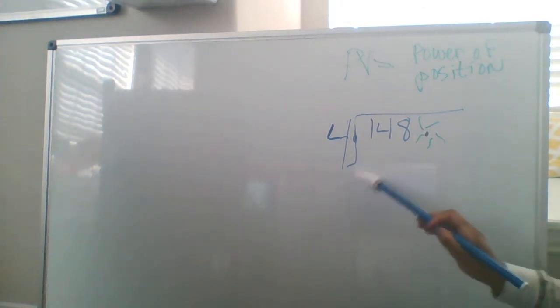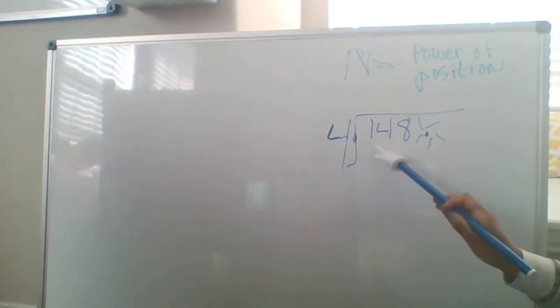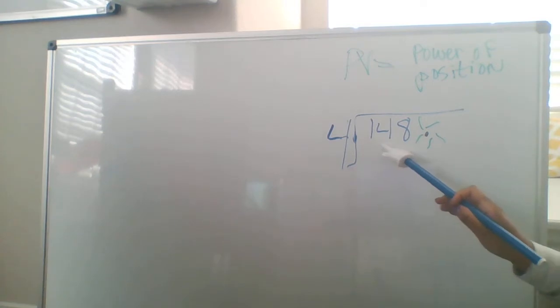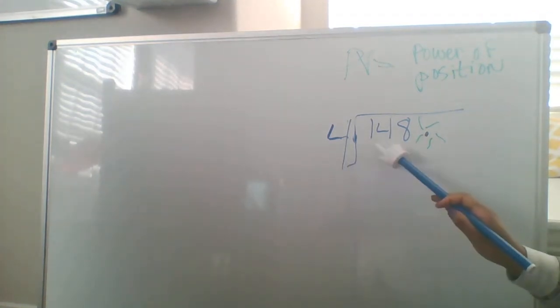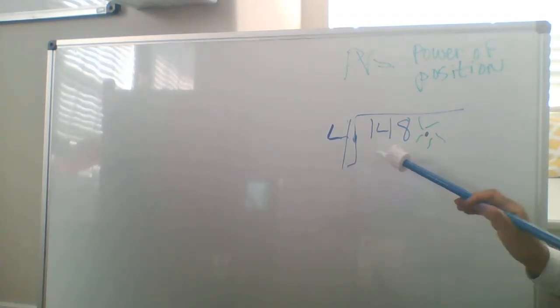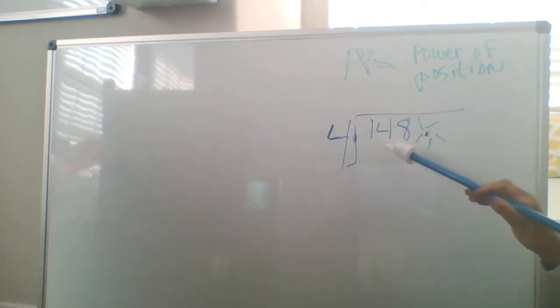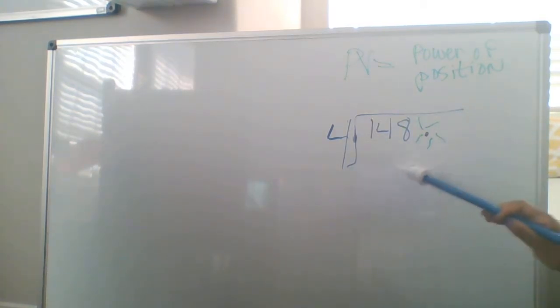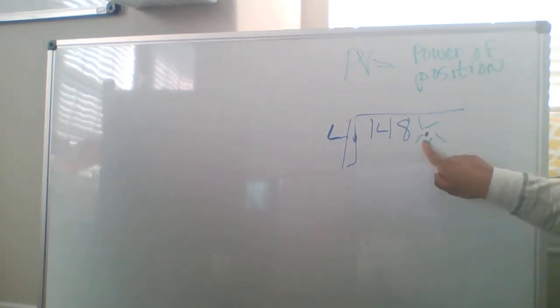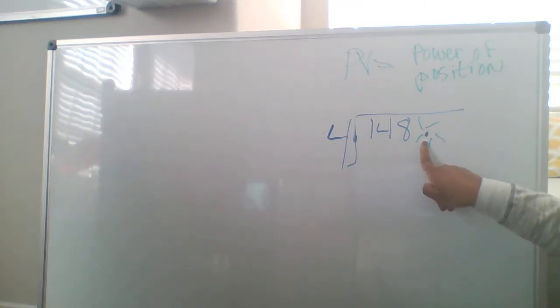In school, they teach us the following. 4 can't go into 1, right? It can't go into 1, so we're going to go to the next number. 4 goes into 14 3 times. So we put the 3 above the tens place. 3 times 4 is 12. 14 minus 12 is 2. And then we keep going, right? But is that actually correct? No, that is not actually correct. We should not move the position of power.